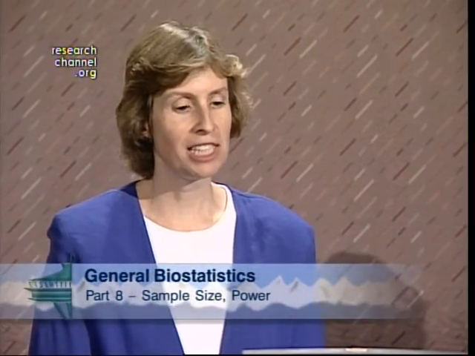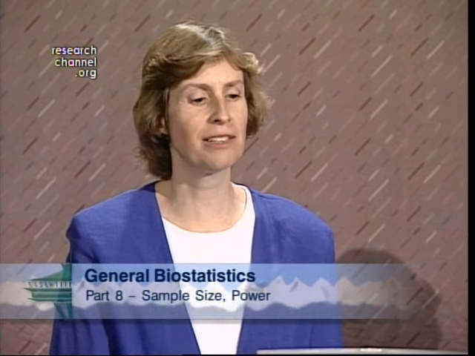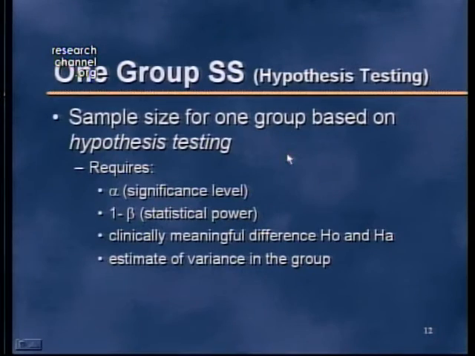And that was just for the purposes of estimation. So let's take this into the hypothesis testing framework. So with hypothesis testing, we're worried about two things, two types of errors. We're worried about alpha, the probability of a type 1 error. We're worried about beta. Remember, that was the probability of a type 2 error.